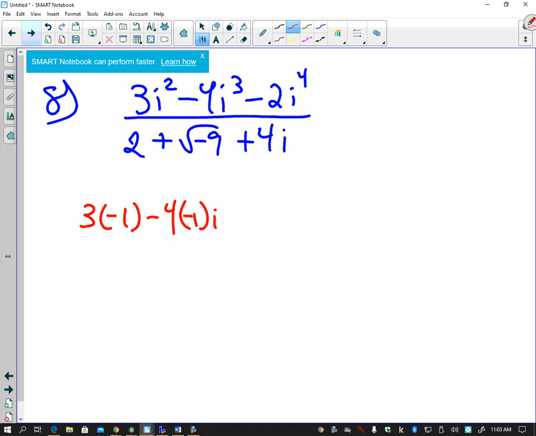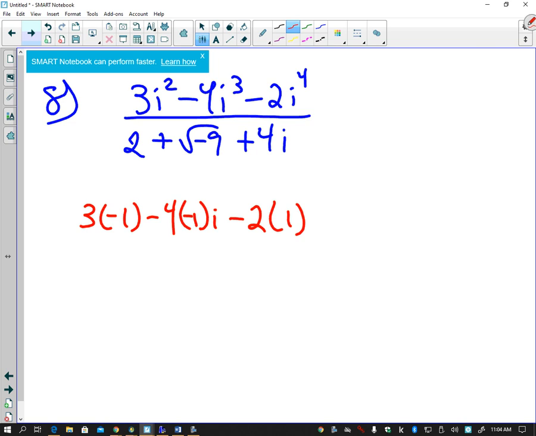Does that make sense? Okay, I can slow down. Because there are 3 i's, 2 of those i's become a negative 1, which leaves 1 i left over. Now, i to the 4th is always 1, because it's negative 1 times negative 1. Does that make sense?